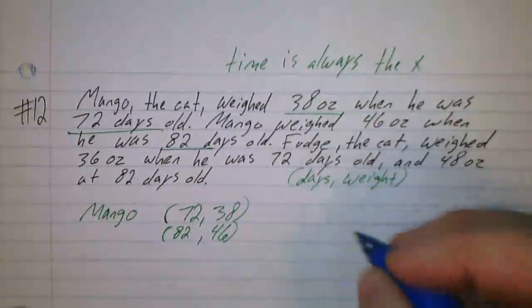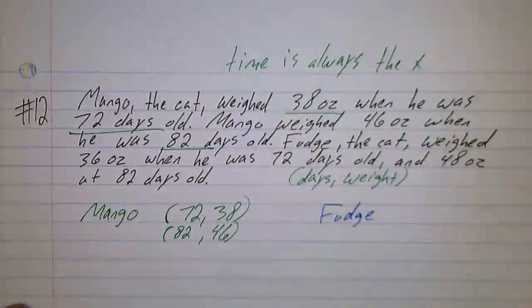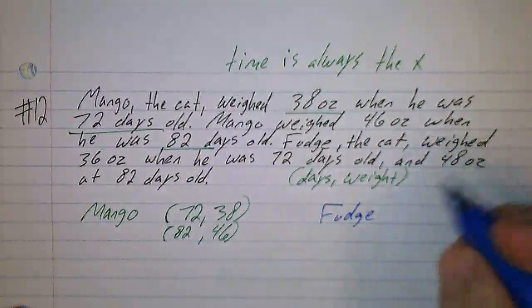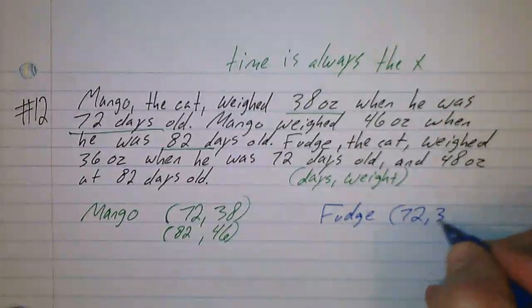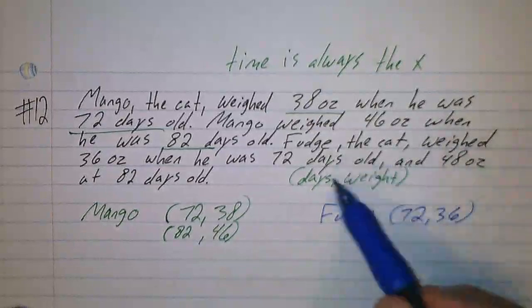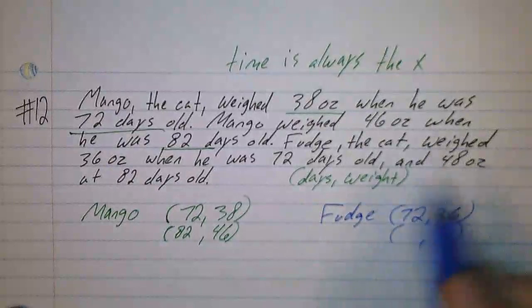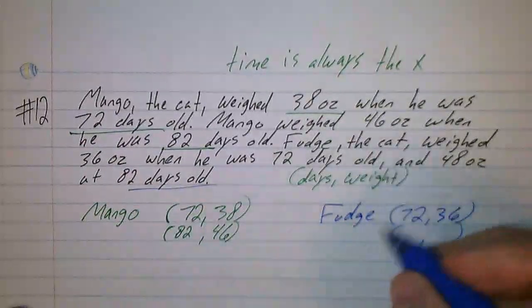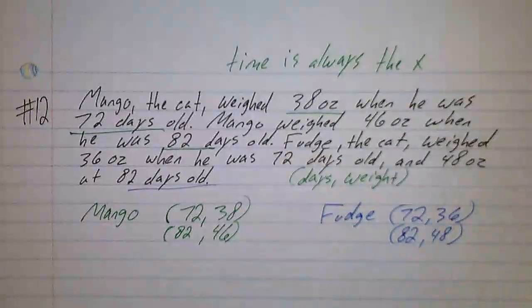And then not Mango, but Fudge, my Siamese cat, weighed 36 ounces at 72 days old. So 72 days, 36 ounces. And then 48 ounces at 82 days old. So there's the days and the weight.